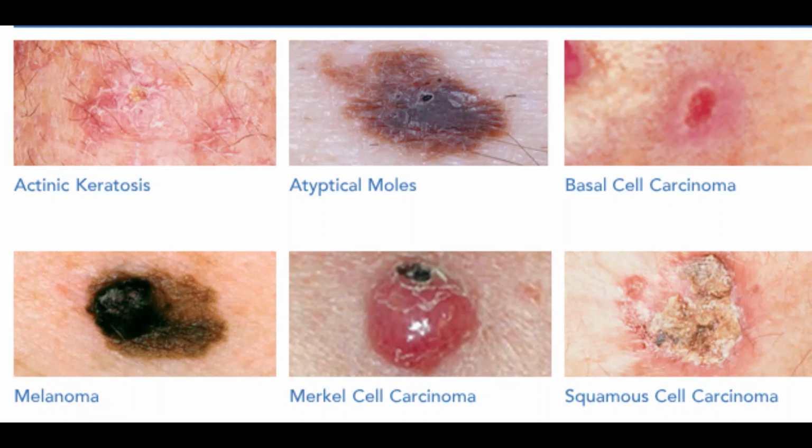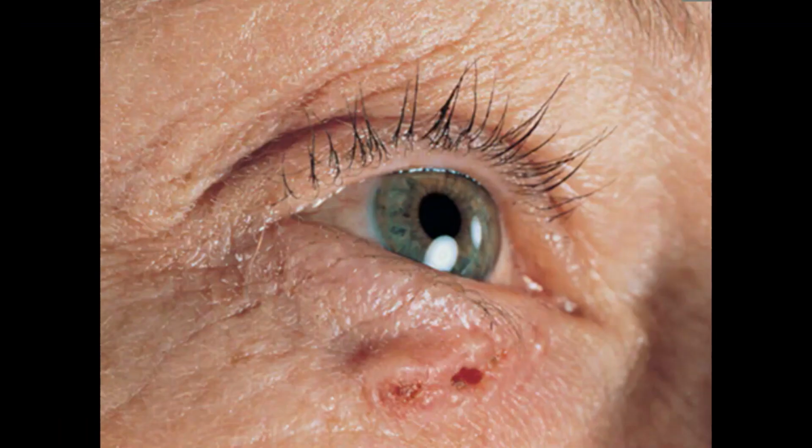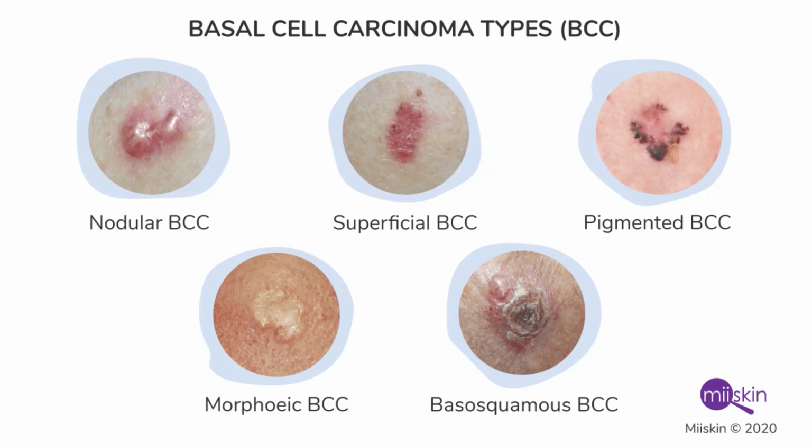Now I'll tell you the symptoms of basal cell carcinoma. Basal cell carcinoma usually occurs in sun-exposed areas of your body, such as your neck or face. It may appear as a pearly or waxy bump, a flat flesh-colored or brown scar-like lesion, or a bleeding or scabbing sore that heals and returns.